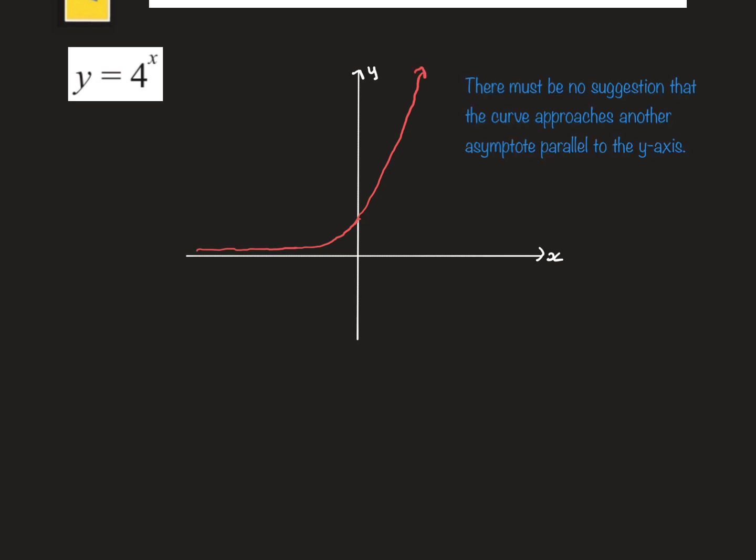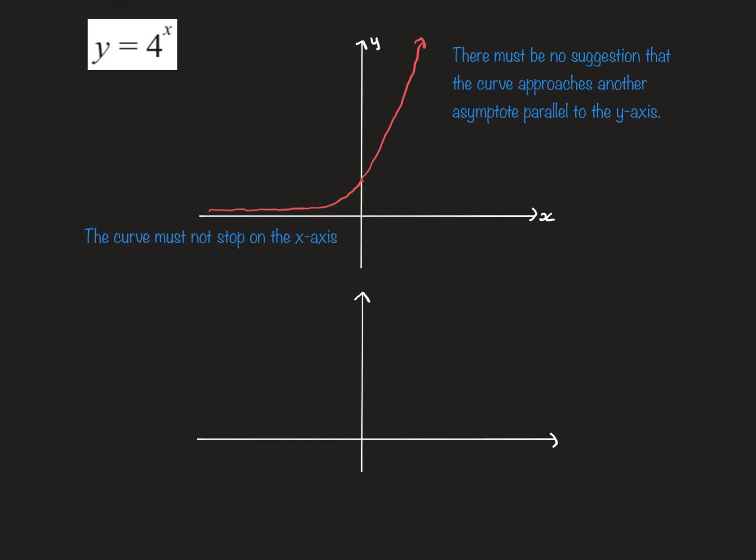It is also important that you do not allow the curve to touch the x-axis. So you would lose marks if your curve looked a bit like this, where it showed that there seemed to be a possible asymptote over here that you don't want to have, and also if that curve continued and touched the x-axis. Alright, that's for the shape.